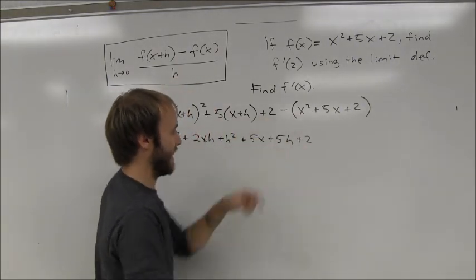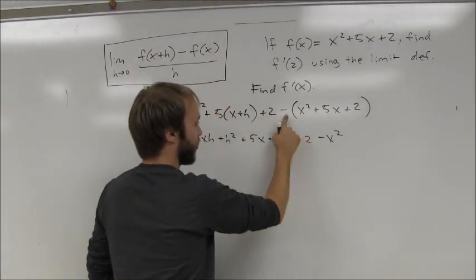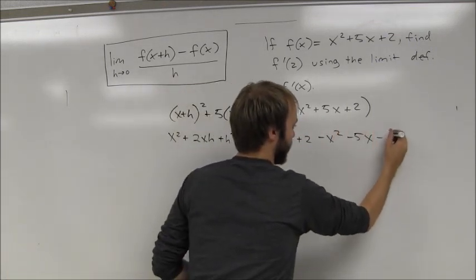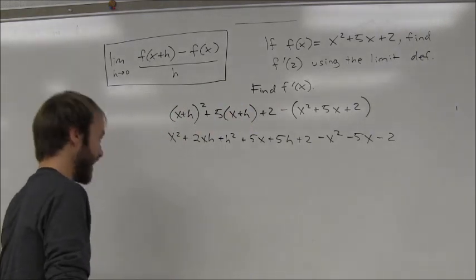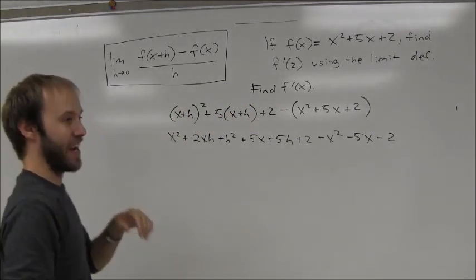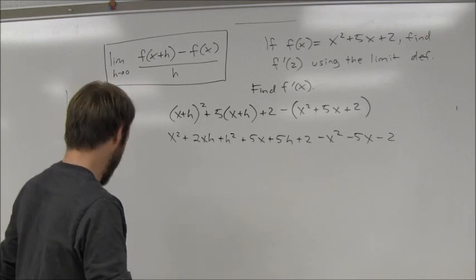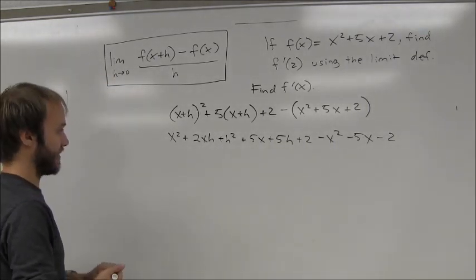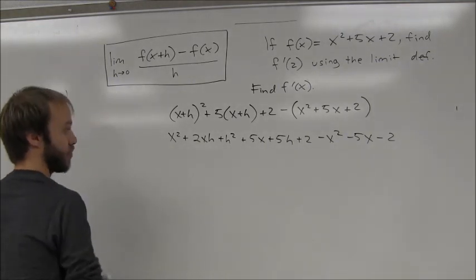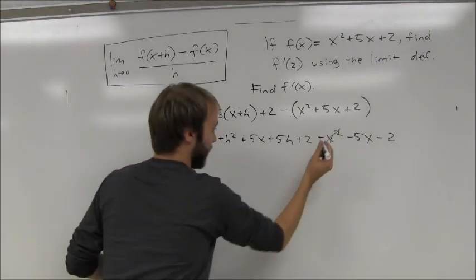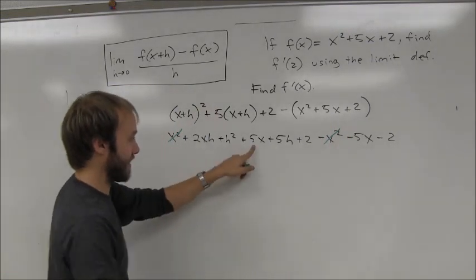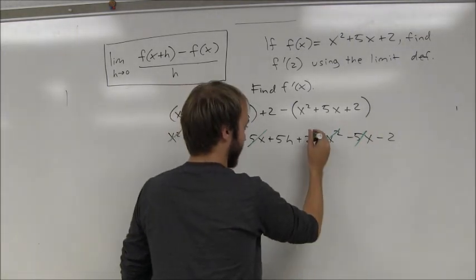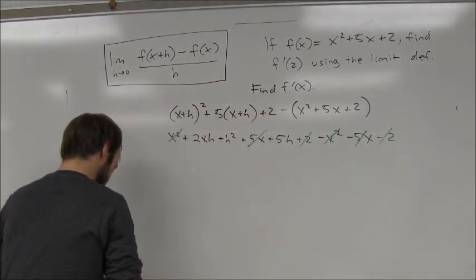Now I'm subtracting x squared. I'm subtracting 5x. And I'm subtracting 2. Right? What I should get here is a lot of cancellation. That's what I'm looking for. And so we can see in this case that the x squared values cancel. We can see that the 5x and the negative 5x cancel. And we can also see that the positive 2 and the negative 2 cancel.